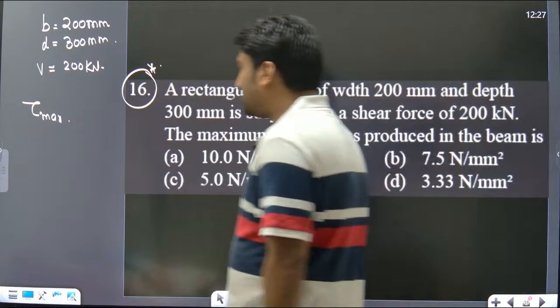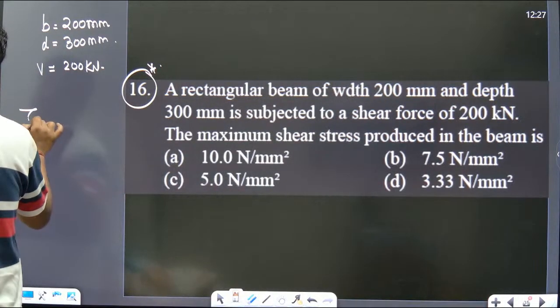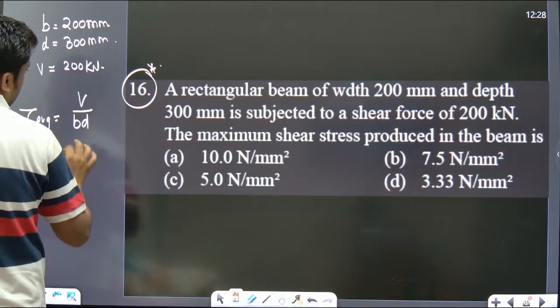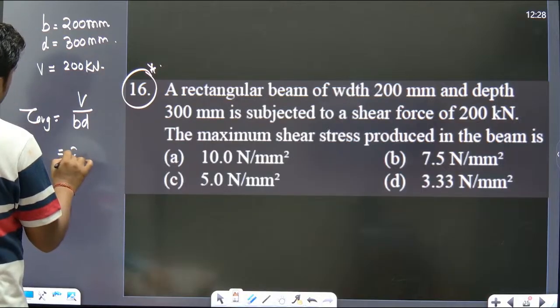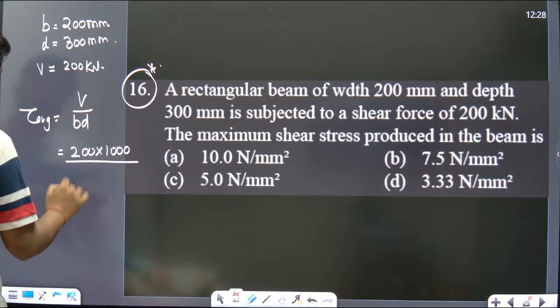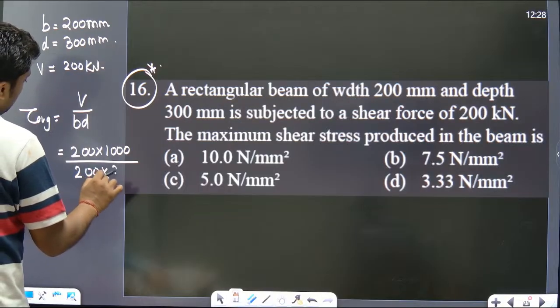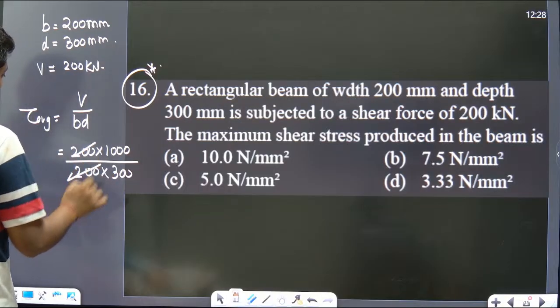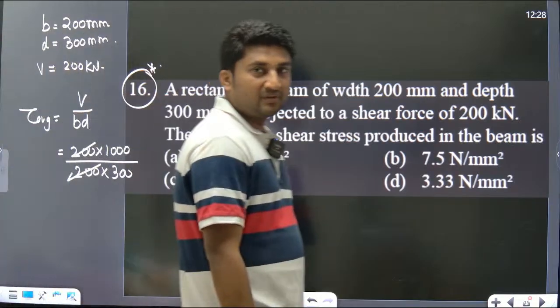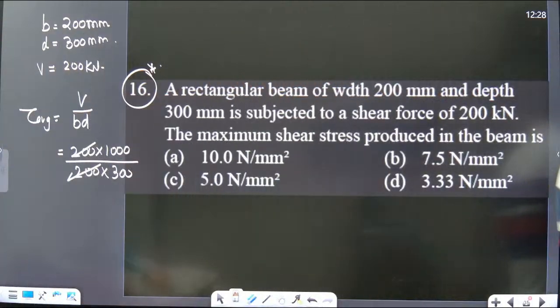Now we know that the average shear stress is nothing but V upon B into D. So you can see very carefully, 200 kilonewton we convert into Newton by multiplying by 1000, upon 200 into 300. So this is nothing but 1000 by 100. Clear?